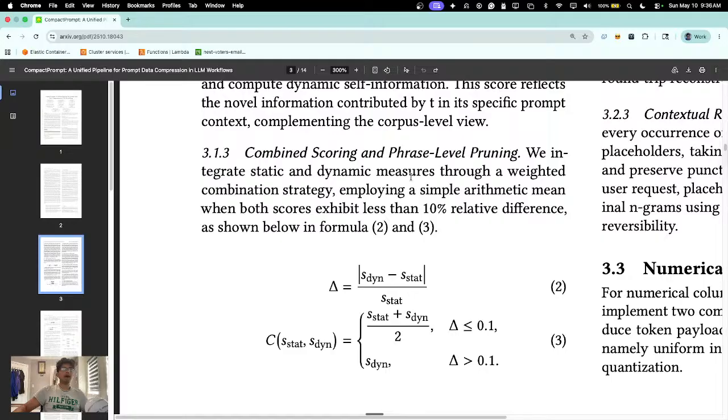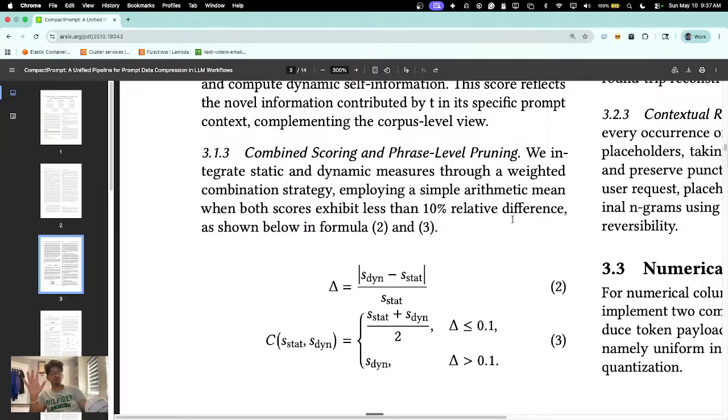Then we have combined scoring and phrase level pruning. So this is where you integrate, it's basically a hybrid. You integrate both your static and dynamic self-information scores. And it works like this. You're first going to figure out whether both of the scores are similar to one another, and you do that by using this formula here. When you subtract dynamic from static and take the absolute value over the static, you'll figure out the relative difference.